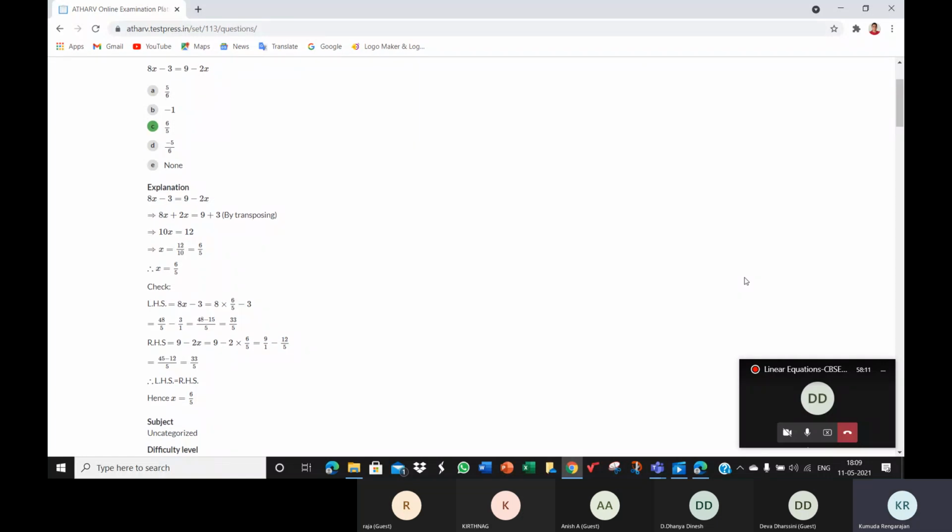Yes. See the equation there. See the explanation below. It's solved.